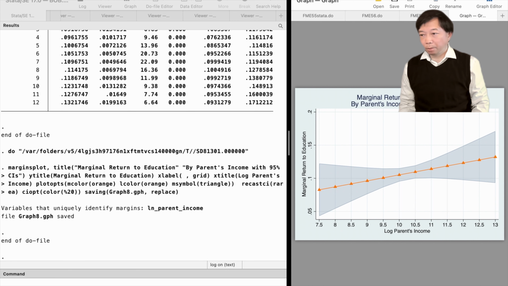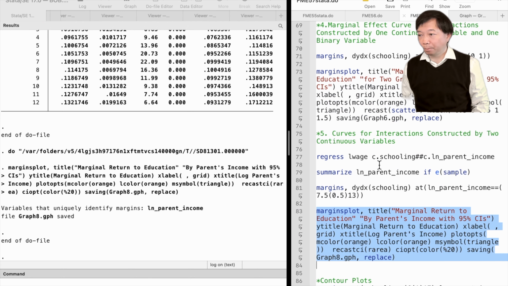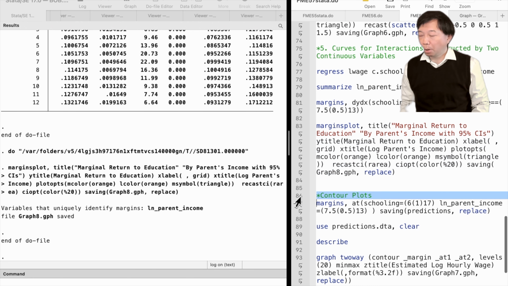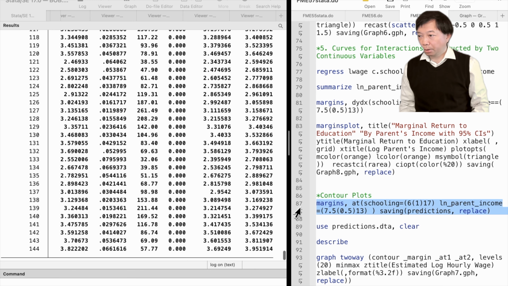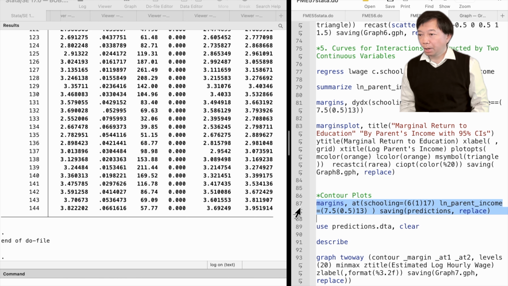Visualizing the estimated outcome for an interaction by two continuous variables is more complicated. In 2 dimensions, we can use color to illustrate a third variable. The Stata command contour produces such graphs. We first use margins command to store predicted values of log hourly wage across years of schooling and parents' income in a new dataset called predictions.